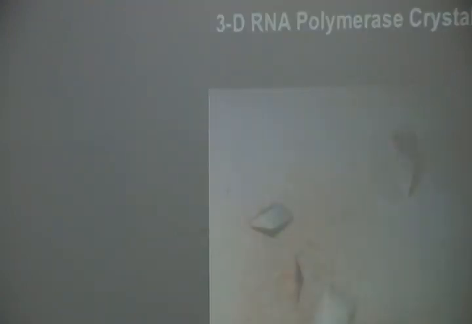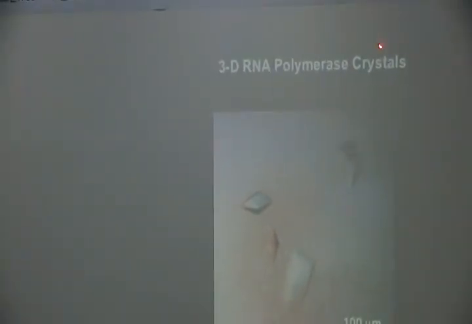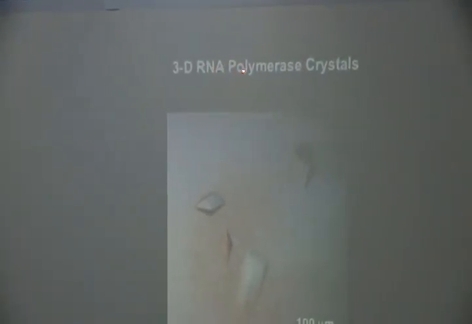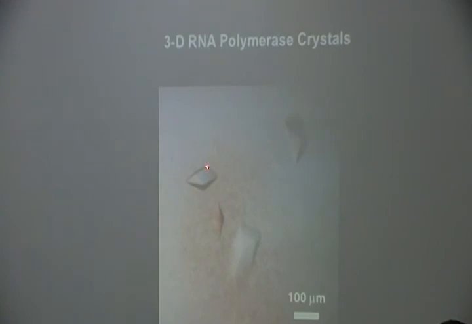To determine the structure, the organization of RNA polymerase, we produced three-dimensional crystals, large single crystals of this protein.